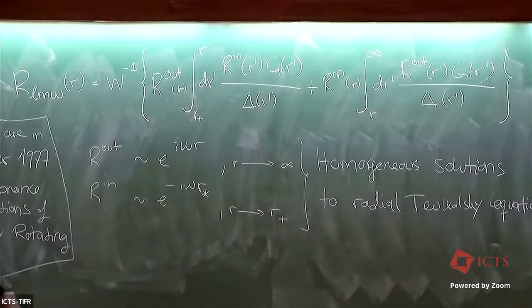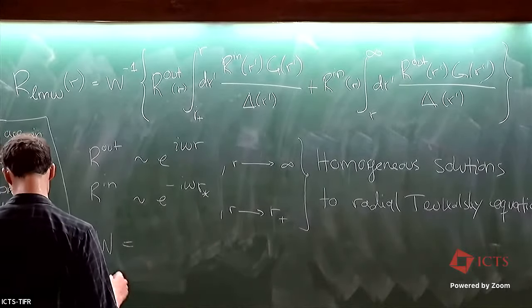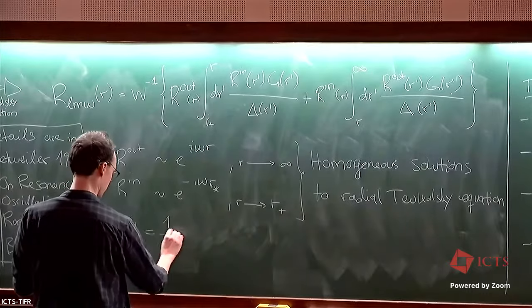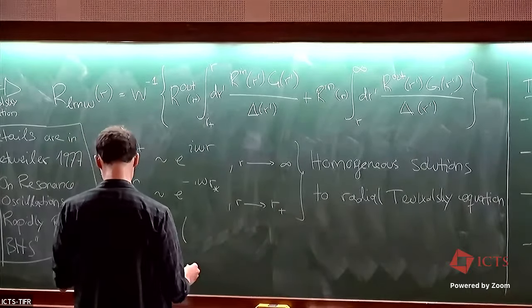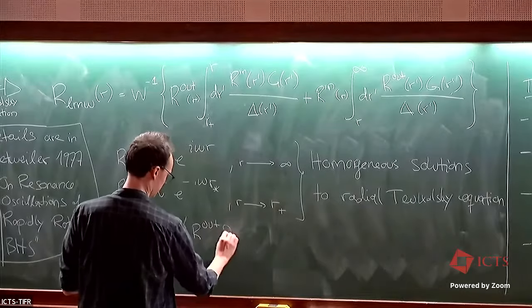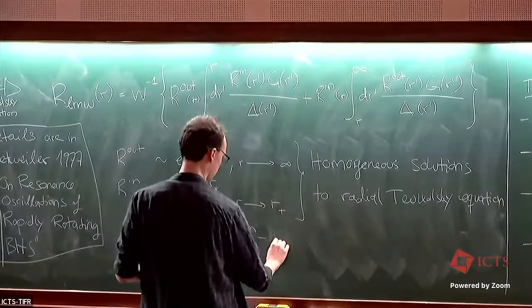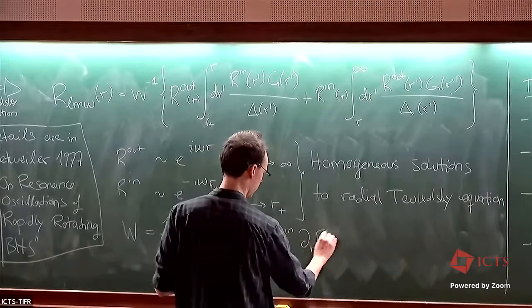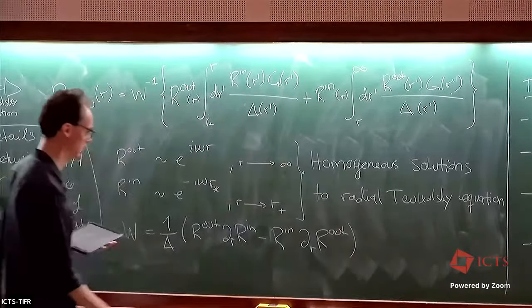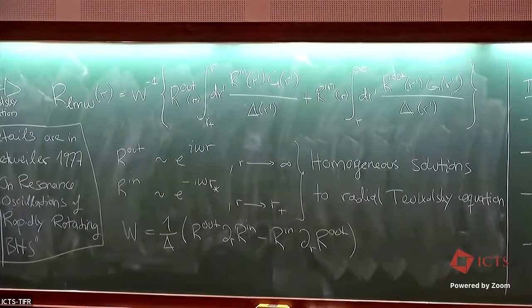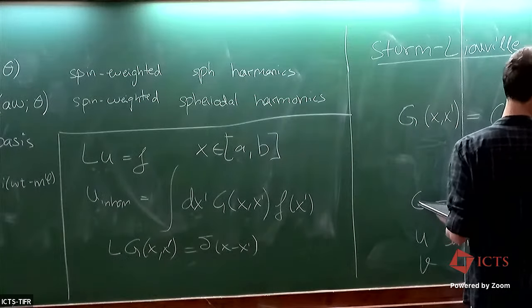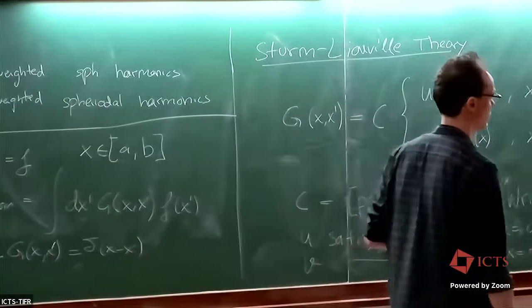And then the Wronskian is equal to 1 over delta, and then R out derivative R in minus R in derivative R out. Okay. So comparing the Wronskian, we can already see that's basically exactly what we had over here, right? It's just one of the homogeneous solutions times the derivative of the other minus the second homogeneous solution times the derivative of the other, okay? That's exactly what's happening here.